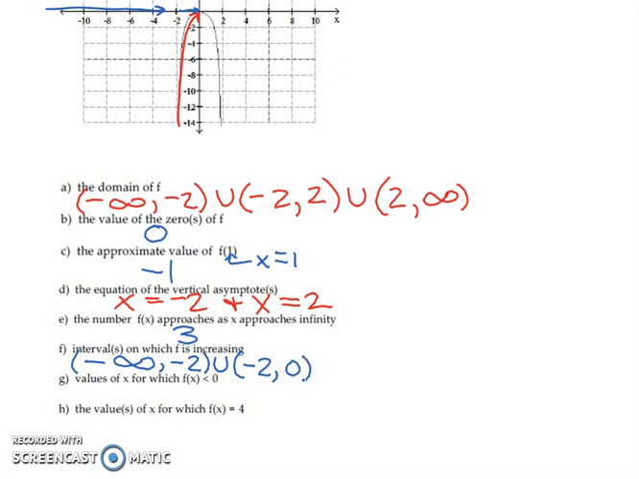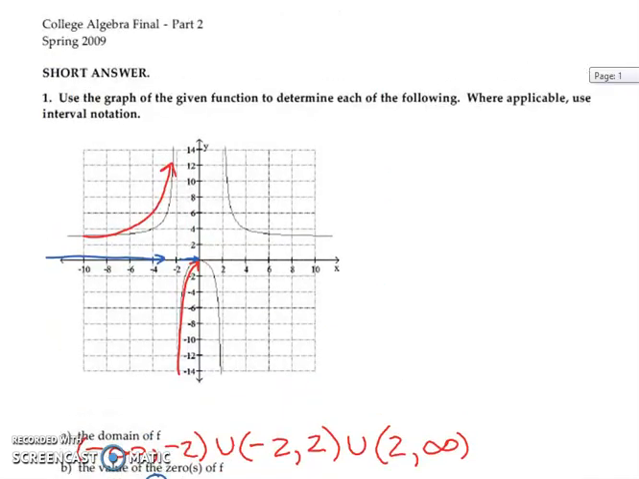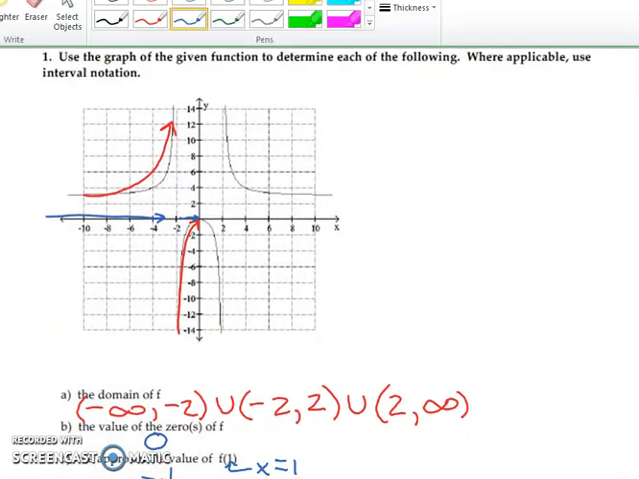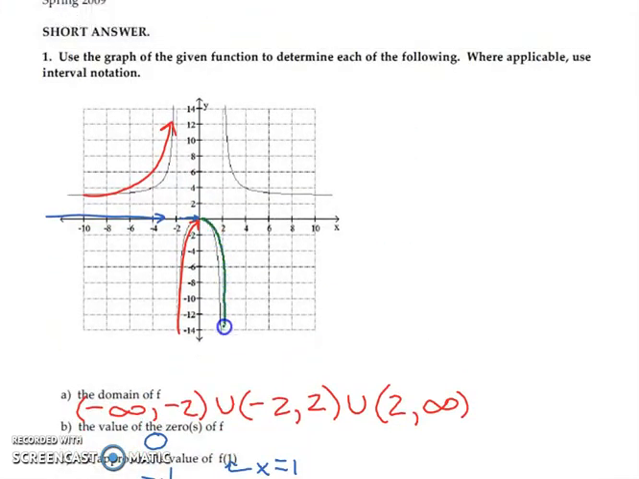I have parentheses around those because at 0, it's neither increasing nor decreasing. The change is occurring. I'm also not including negative 2 because at negative 2, there's an asymptote, so it's not doing anything at negative 2. They could also ask you that same question about where it's decreasing. On this one, it looks like there it's decreasing, and there it's decreasing.